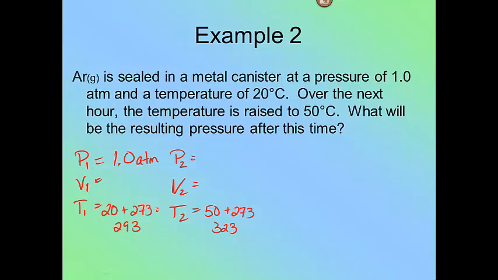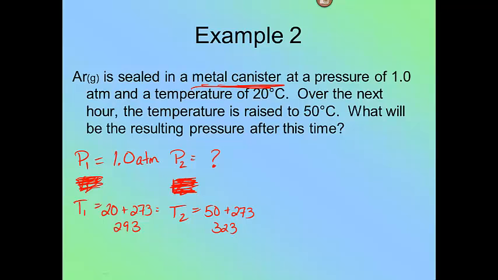And it says what will be the resulting pressure. So I'm solving for pressure again. But they didn't give me a volume. What does that mean? Well, it's in a metal canister. Well, what do metal canisters not do when they're heated? They don't expand. They don't change. It's metal. It's going to stay the same. So if V is going to be constant, I can cross it out. And I just ignore it.